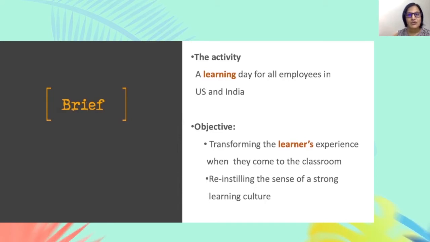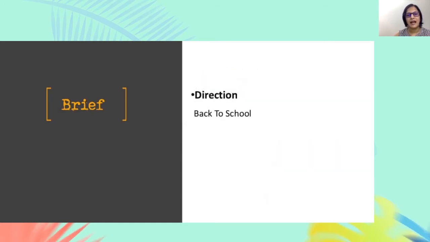So what we understood is that learning is a very important part of this company's culture. They want to make sure that their employees keep learning and keep growing because learning will transform them. Learning will help create better employees and learning will help them become better individuals. And they wanted to create a very strong culture in the company. So this is what we decoded from the particular brief that we had.